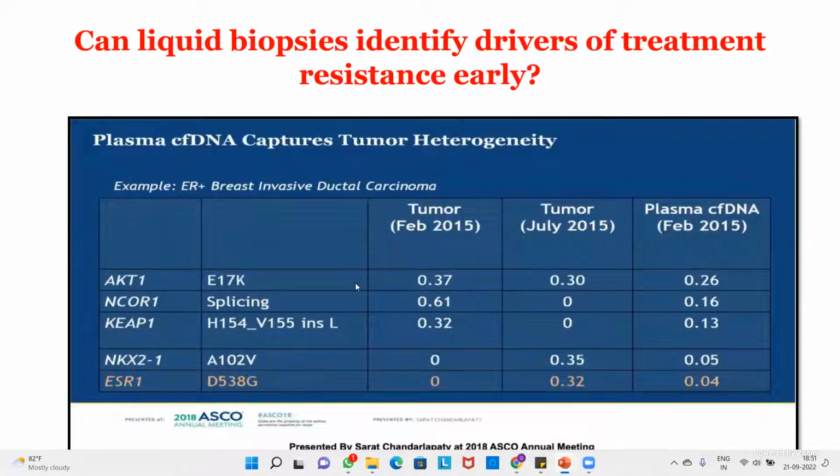Now we know, if you remember, I told you earlier that even in those endocrine-sensitive patients, there is a small subclonal endocrine resistance lurking around. So look at this ESR1 mutation in the tumor testing. When they did it in February 2015 on tumor, there was no ESR1 mutation. ESR1 was called out in July 2015. Vis-a-vis, ESR1 was actually called out as early as February 2015 on ctDNA, which proves the point that ctDNA can help call out those resistance mutations early. Next, please.